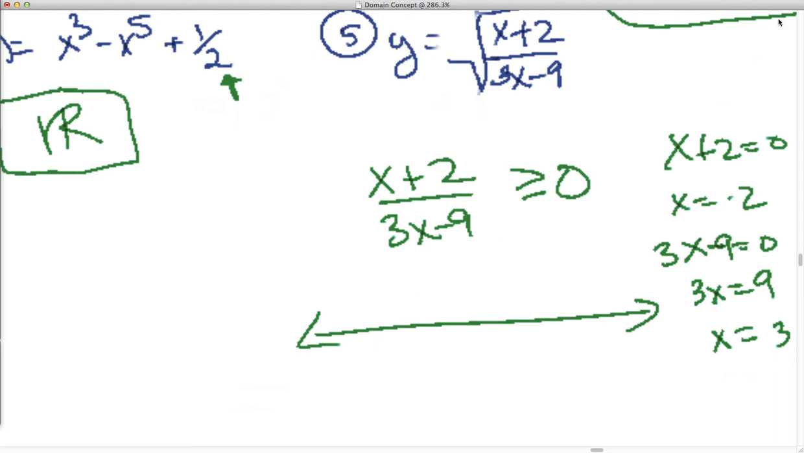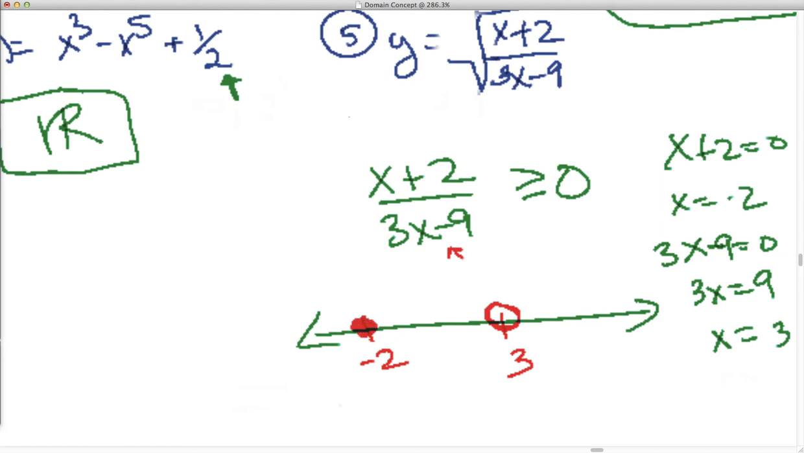So if we plot those, I guess I'll switch back to red now. You're going to get a -2 and a 3. The 3 gets an open dot, even though this is an equal sign, because it came from the denominator. Whereas the -2 came from the numerator, so that equal sign actually applies.